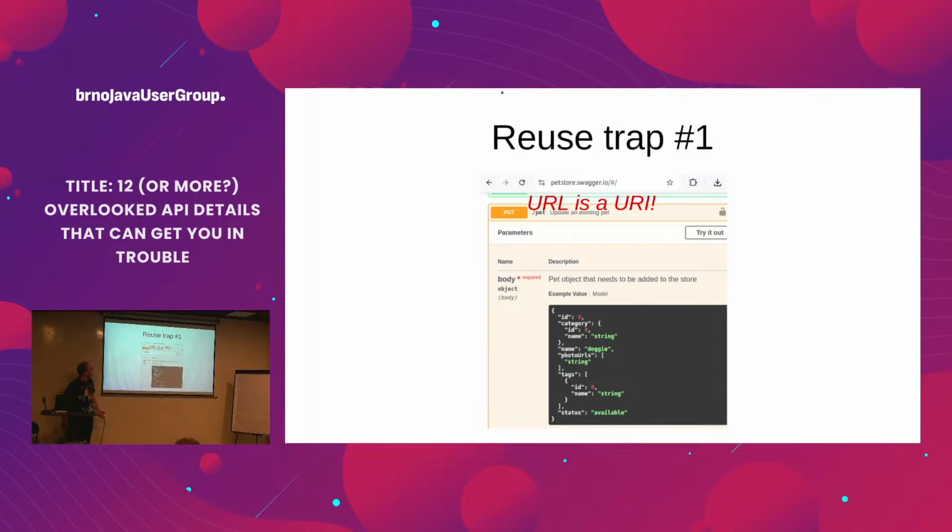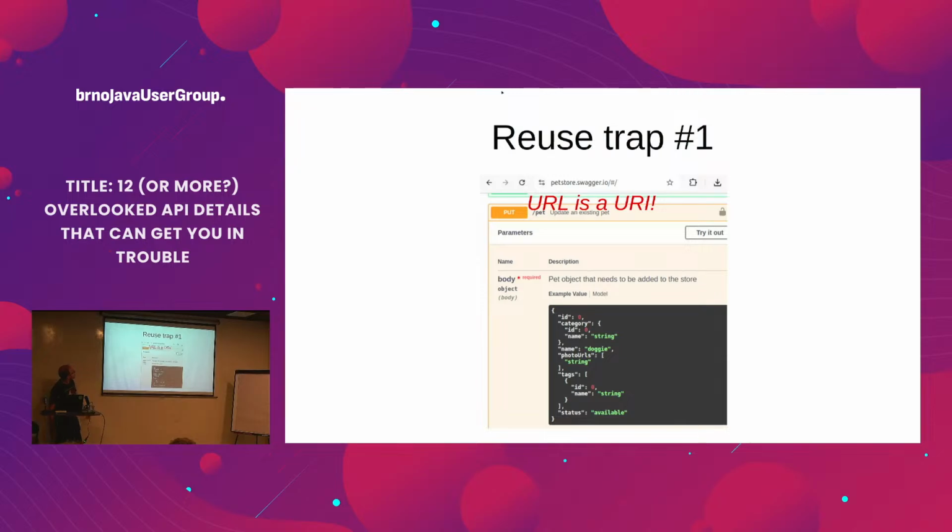Here we start a series of things related to reuse. Reuse is a great thing. Programmers like it. We don't want to duplicate. We want to abstract. But in APIs, many times it can lead us in the wrong direction.